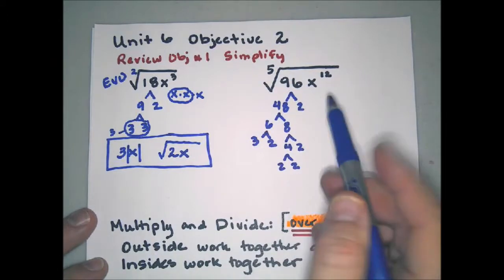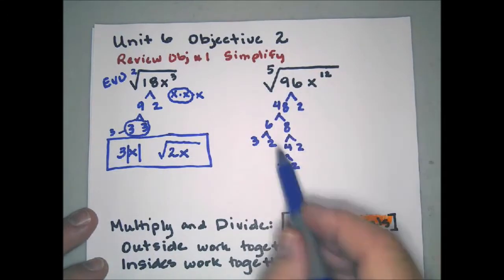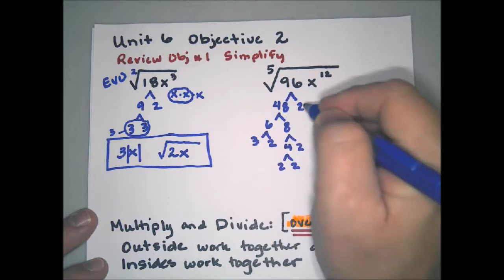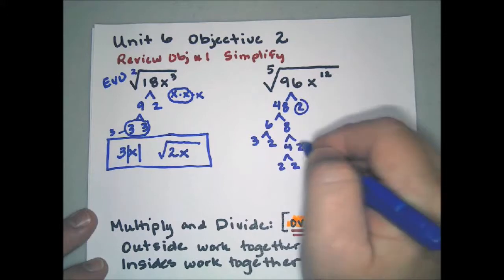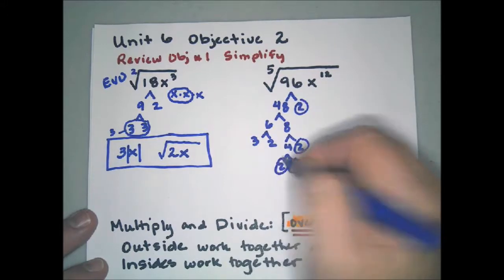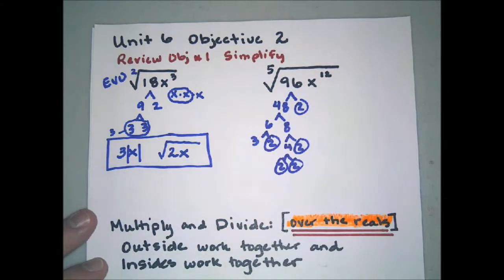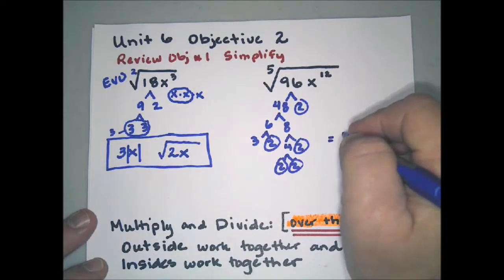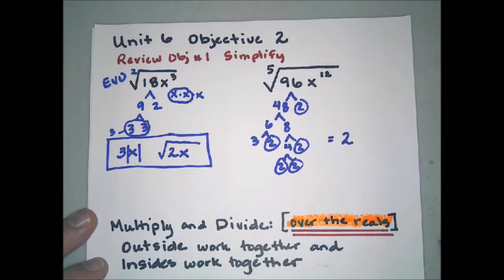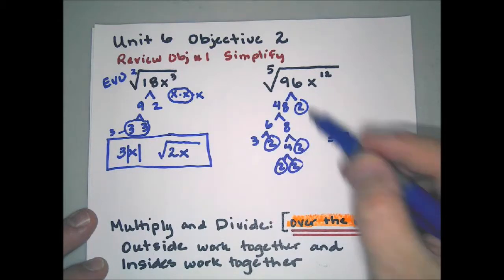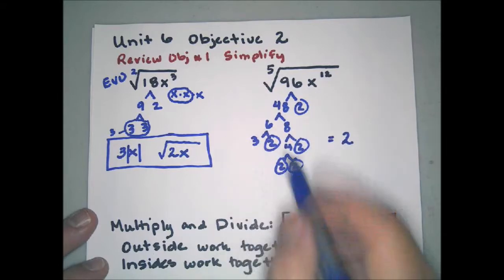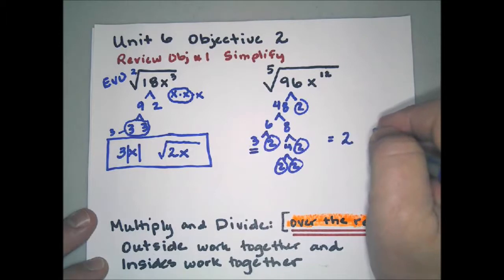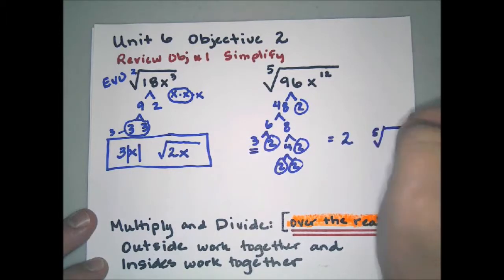Now I'm searching for groups of 5. I see a bunch of 2s. 1, 2, 3, 4, 5. Yep, I just found 5 2s. So that means I can take out a 2. And what is left on the inside? Looks like the only thing that's left on the inside is this 3 right here. So I'm going to put 2, and I'm going to put fifth root of 3.